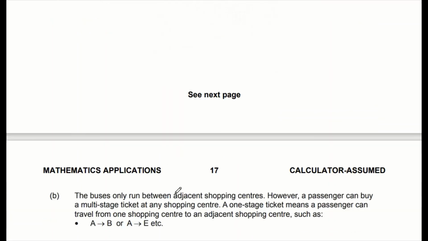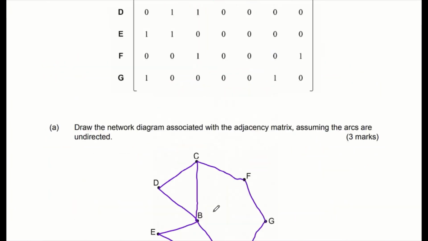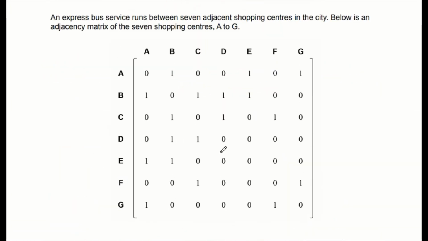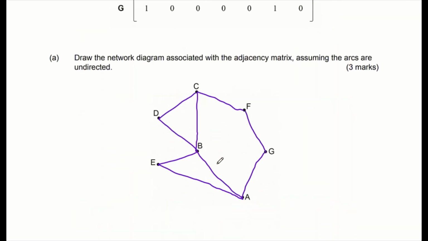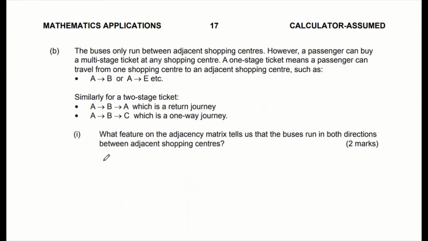But what is the feature of the adjacency matrix that tells you that? It's the one that I mentioned just now. So by looking at the adjacency matrix, if let's say the matrix is symmetrical about the leading diagonal, then you know that it's a non-directed graph. So that's why the bus runs in both directions. Okay, so that's the idea.